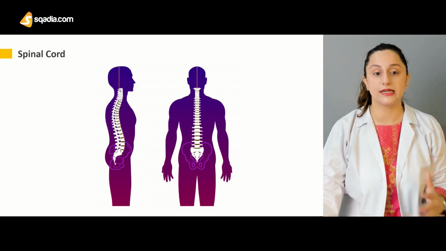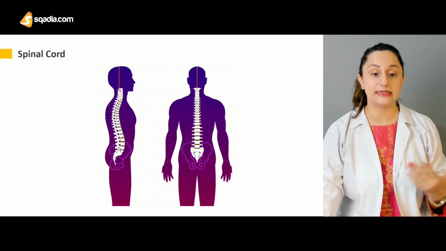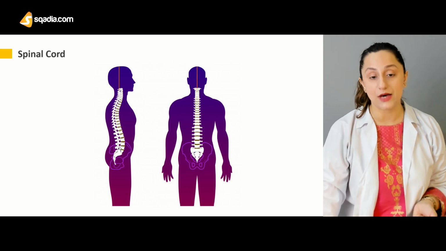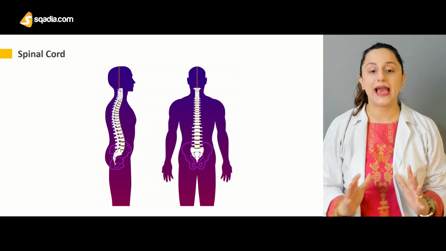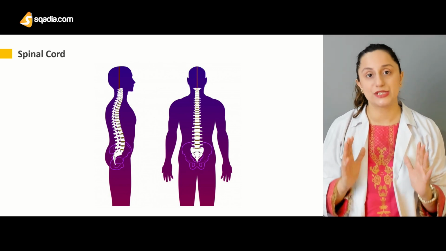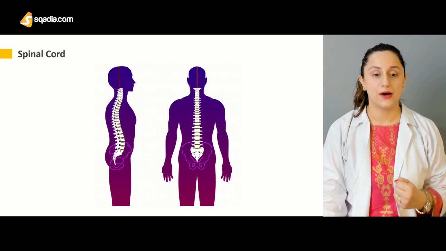And then there are the curvatures that you can even observe over here, and they have their own significance that we'll be discussing in detail. So this is the basic anatomical position of the vertebral column and how it is composed of the different vertebrae.